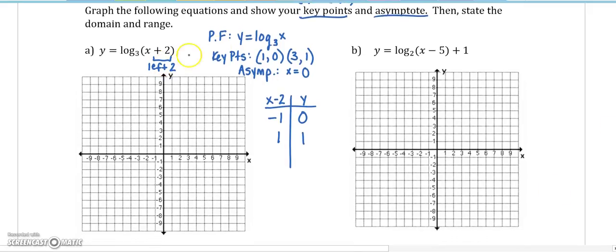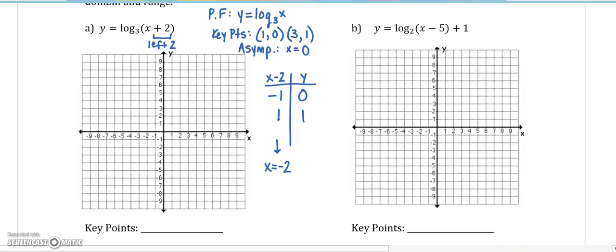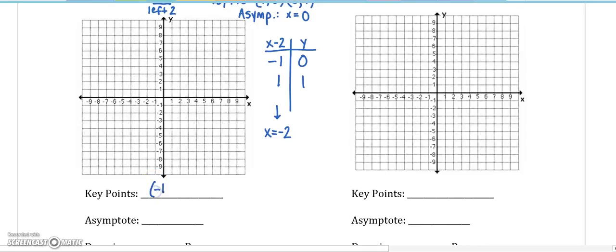Okay, and if I shift left 2, that is going to change my asymptote, because my asymptote is x equals 0. So I have to do 0 minus 2, which would be x equals -2. So my key points became -1, 0 from right here, and 1, 1 from right below it. All right, then my asymptote is x equals -2. So let's try graphing it. All right, x equals -2 is a vertical line where x is -2. I have the point -1, 0 and 1, 1.